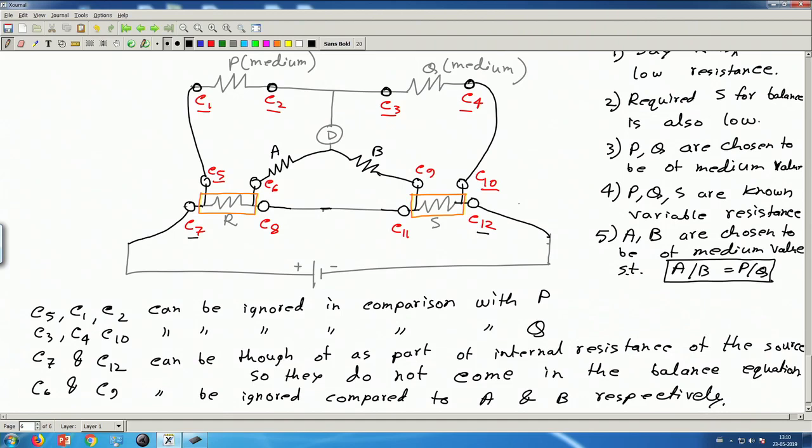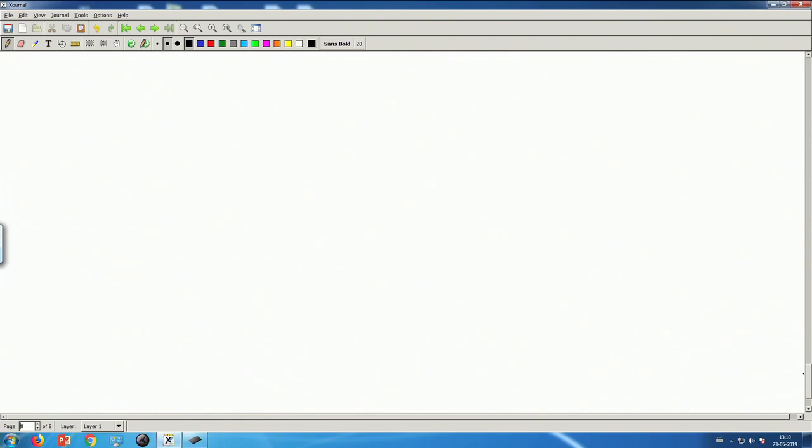So see, almost any of these, C1, 2, 3, 4, 5, 6, 9, 10, 7 and 12, do not create much problem. Okay, C7 and C12 do not come in the balance equation at all. And other resistances are in series with larger resistances A, B, P, Q. So they are negligible. But C8 and C11, what about them?